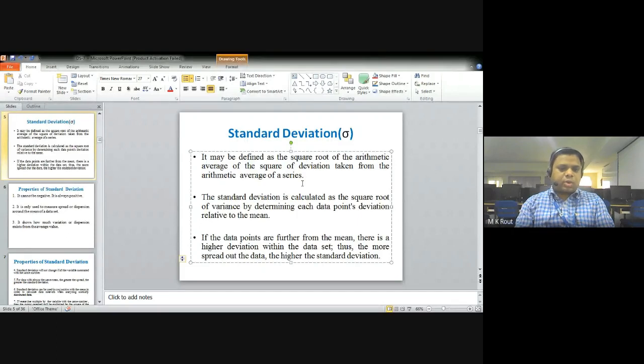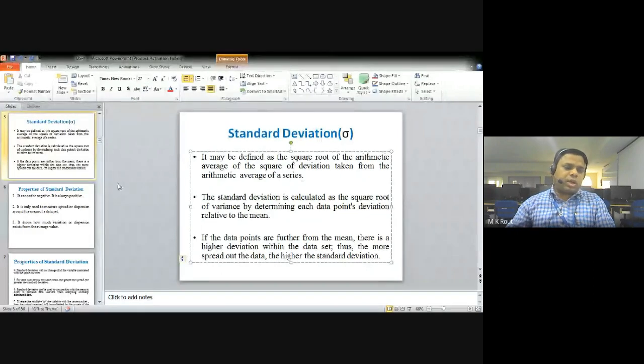Whatever data you use for measuring dispersion with standard deviation, you should directly calculate the deviation relative to the arithmetic mean. If the data points are further from the mean, there is a higher deviation within the data set. So the more spread out the data, the higher the standard deviation will be, whether it is a grouped series or a continuous series.